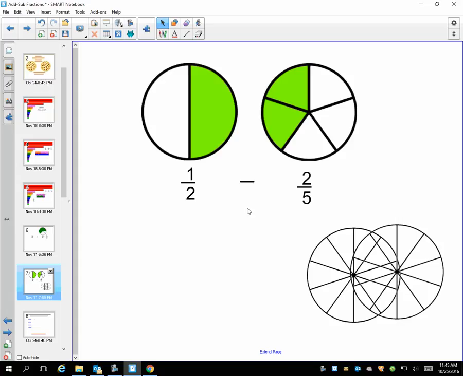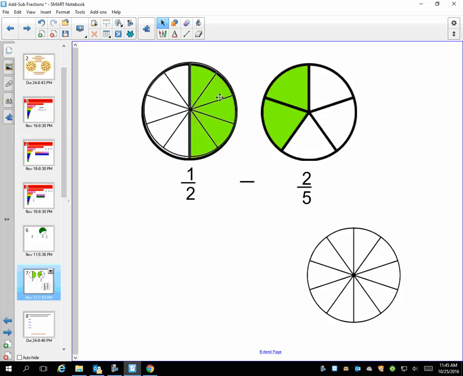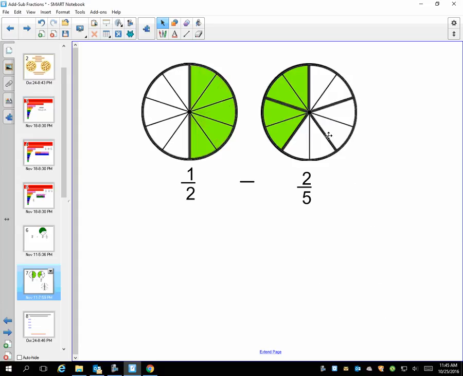So what is my least common multiple of 2 and 5? 10. So look, I have these handy dandy circles right here already cut into 10. So I'm going to cut that one up, and I'm going to cut this one up. And I can see that I have 1/2 here modeled just a little bit differently as 5/10 and 2/5.